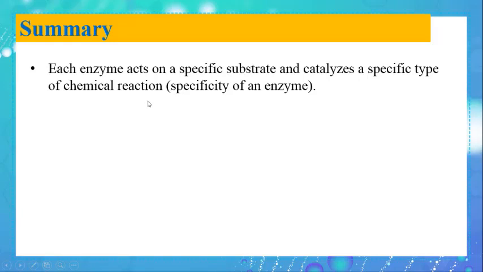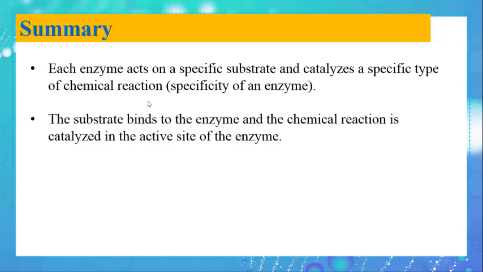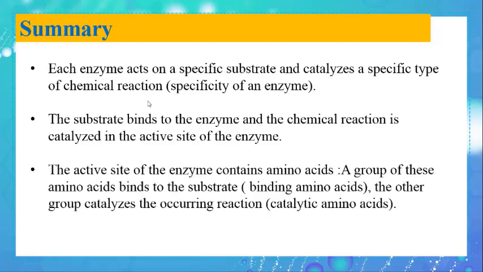1. Each enzyme acts on a specific substrate and catalyzes a specific type of chemical reaction. 2. The substrate binds to the enzyme and the chemical reaction is catalyzed in the active site of the enzyme. 3. The active site of the enzyme contains amino acids. A group of these amino acids binds to the substrate. Here I'm talking about the binding amino acids. And the other group catalyzes the occurring reaction, and here I'm talking about the catalytic amino acids.